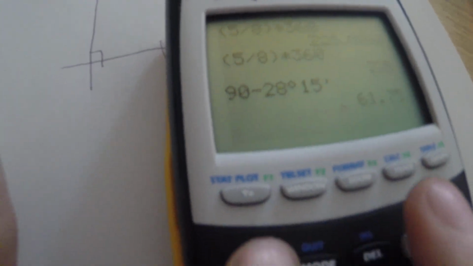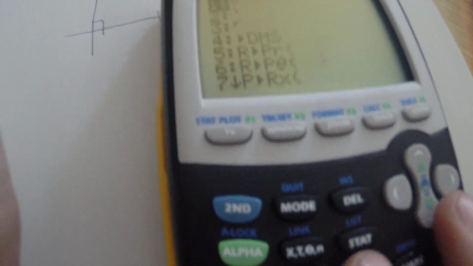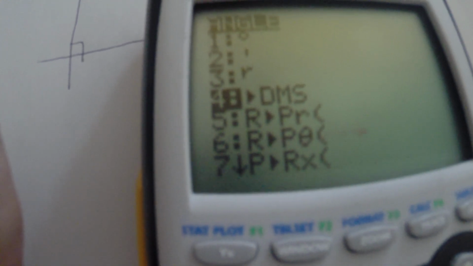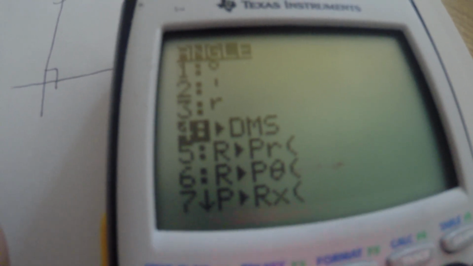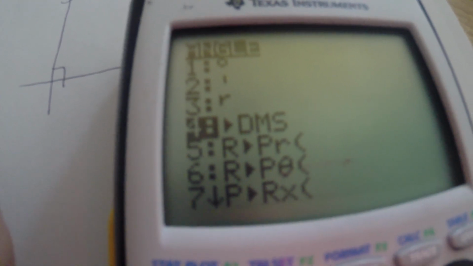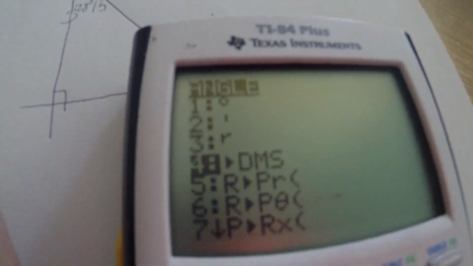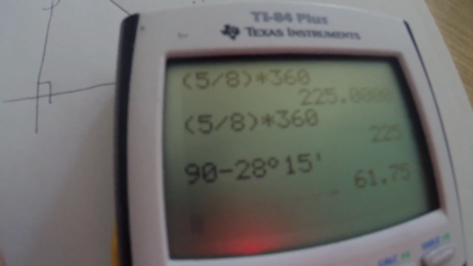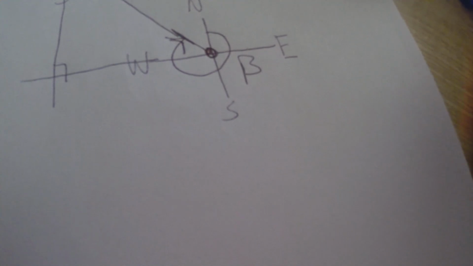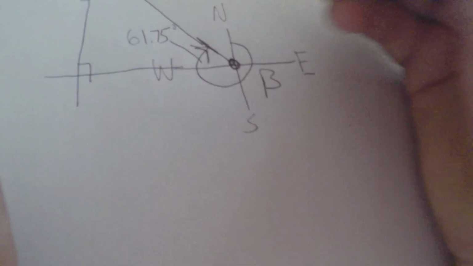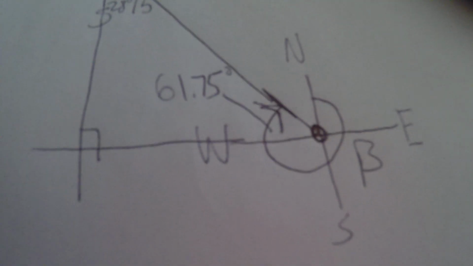Now, if I wanted to convert, I could hit second apps again, and I could go under for DMS, and I could convert it right back into DMS. But I'm not actually going to do that yet. I don't think it's necessary. So I'm going to get 61.75. So this is 61.75. Right.